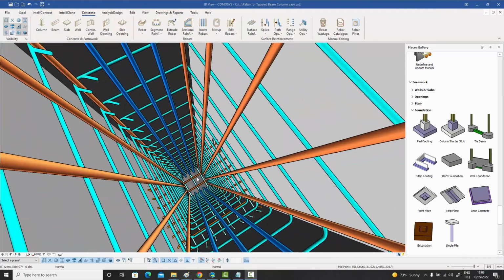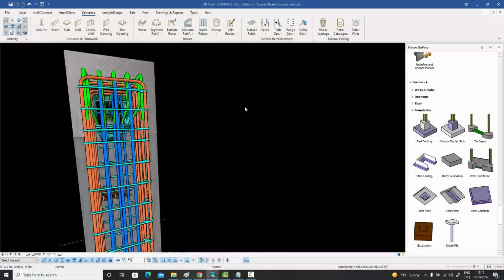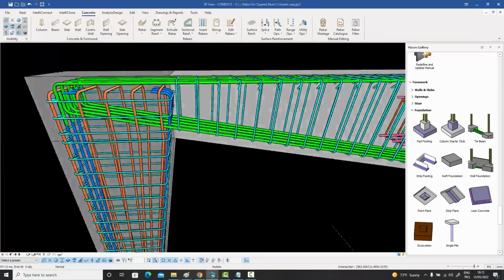Three-dimensional reinforcement modeling will increase the quality of your work, lower your cost, and strengthen your brand. Don't overthink. Embrace the future.